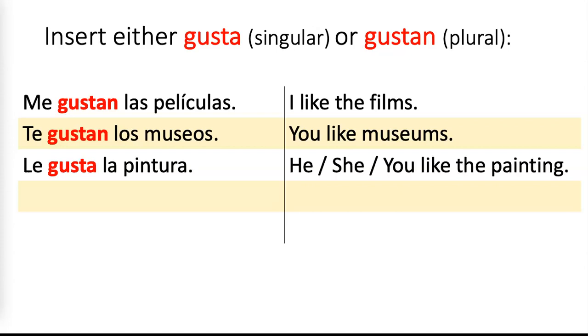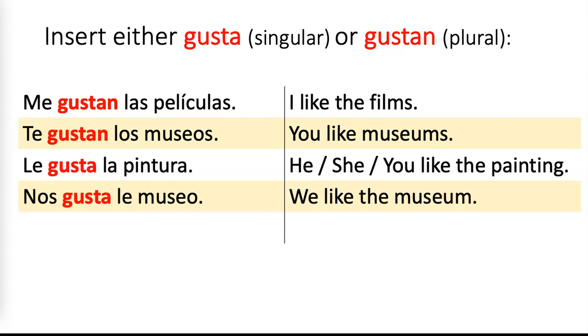Now notice, the object pronoun le can mean either he, she, or you when we use the natural English translation. Hold on to this thought. Next, nos blank el museo. Nos gusta el museo because museum is singular. We like the museum.